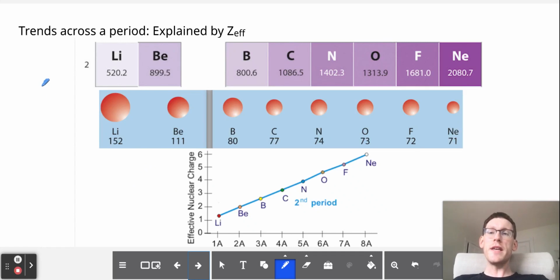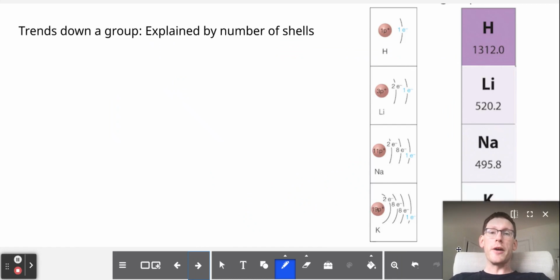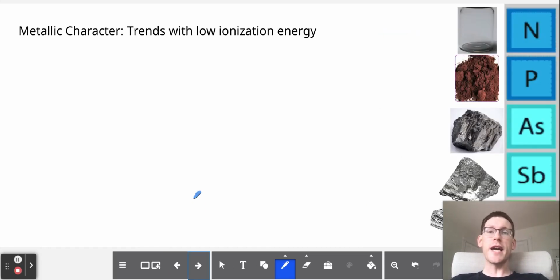All the trends that we've seen as you go across a period, they're all explained by effective nuclear charge. If the effective nuclear charge is higher, it is harder to remove an electron because it's being pulled in more. Also, if the effective nuclear charge is higher, the valence electrons are pulled in more, resulting in the smaller atomic radius. Trends down a group, by contrast, they are explained by the number of shells. Although effective nuclear charge slightly increases as you go downward, atoms get bigger as you have more shells, and as the valence electrons get further away, they are less pulled in by the nucleus, thus explaining the vertical trend in ionization energy.